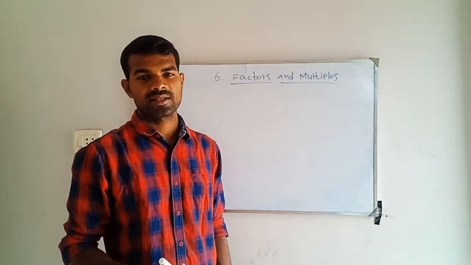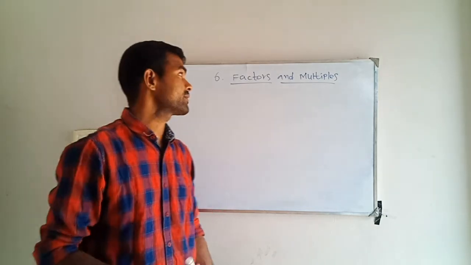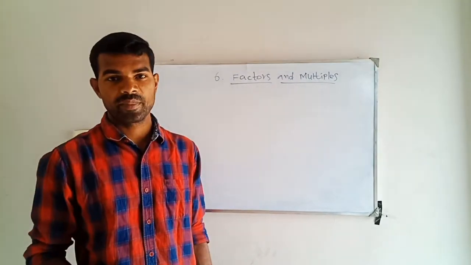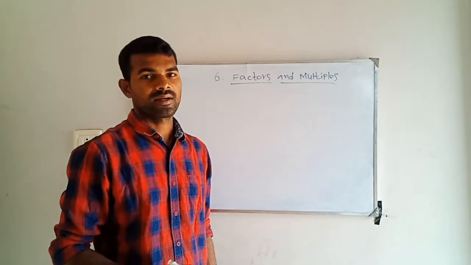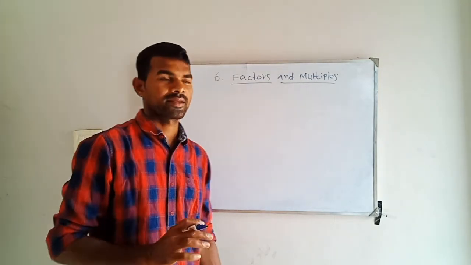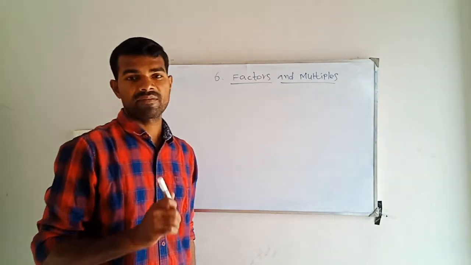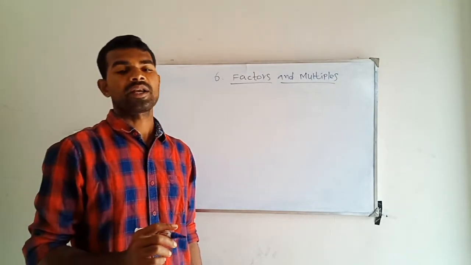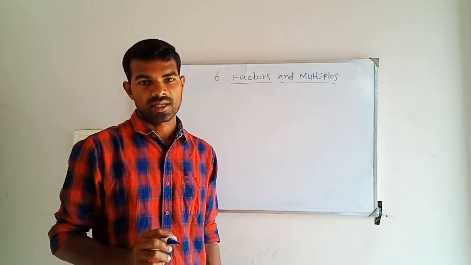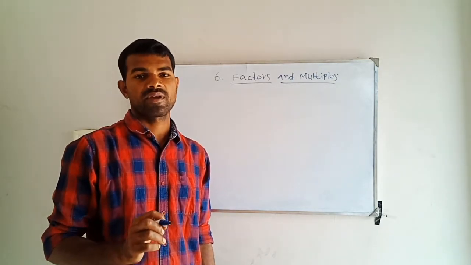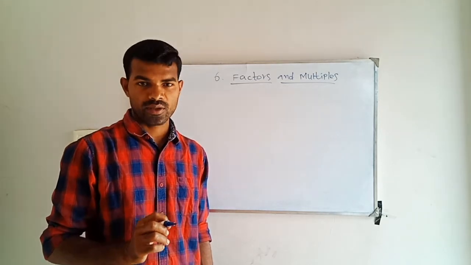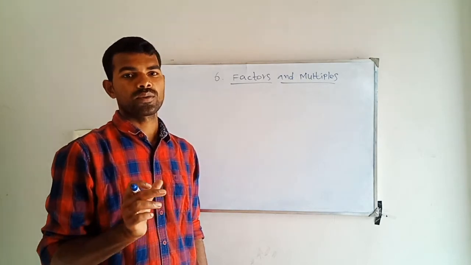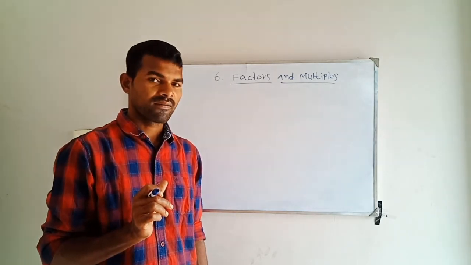Okay students, let us today go to lesson 6, factors and multiples. In factors and multiples, let us see a few important points. What is a factor? If we multiply any two counting numbers, any two natural numbers, we get the product. The two numbers are known as the factors.